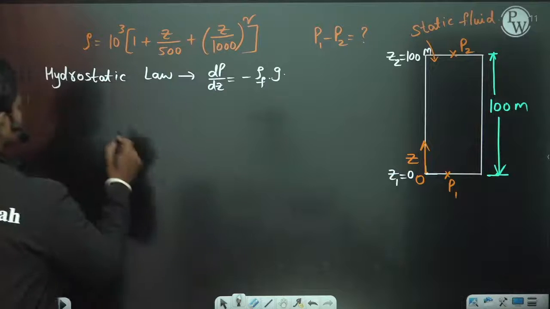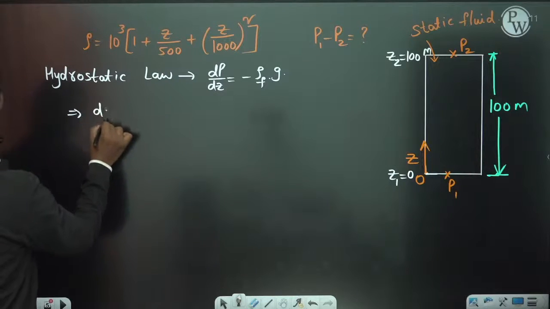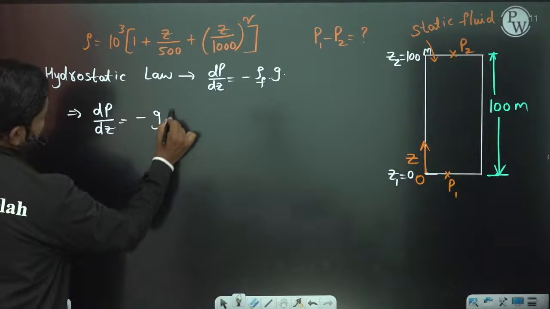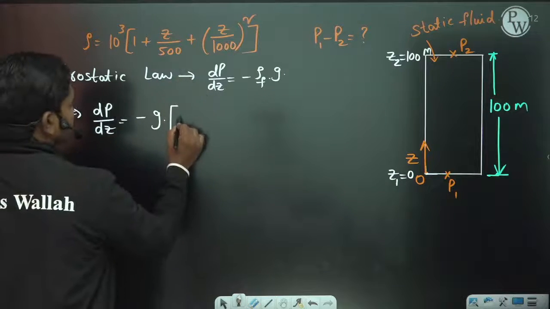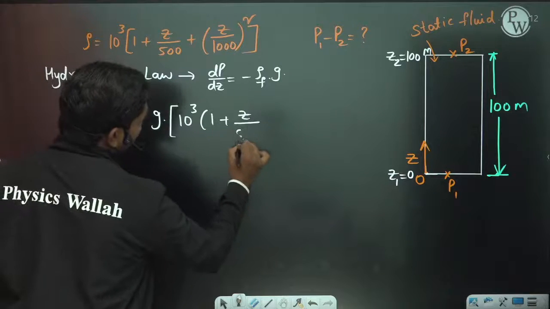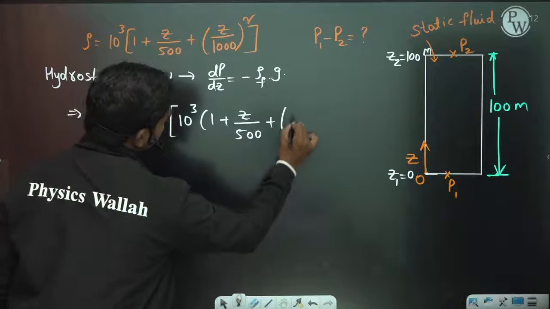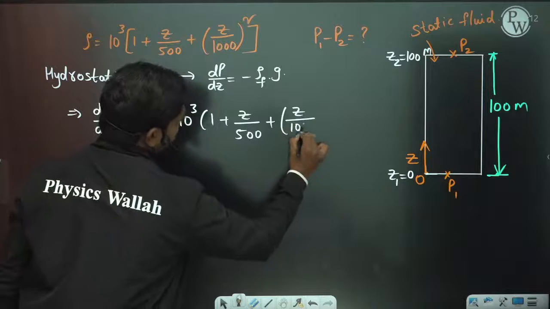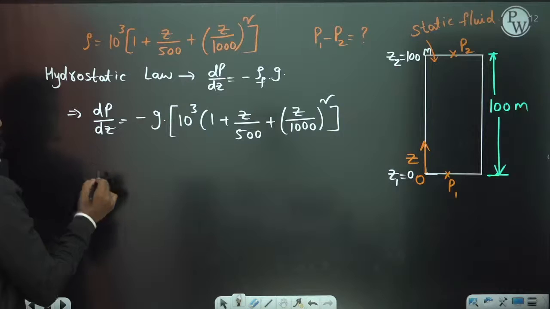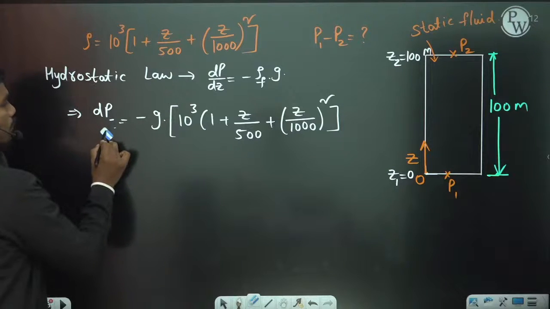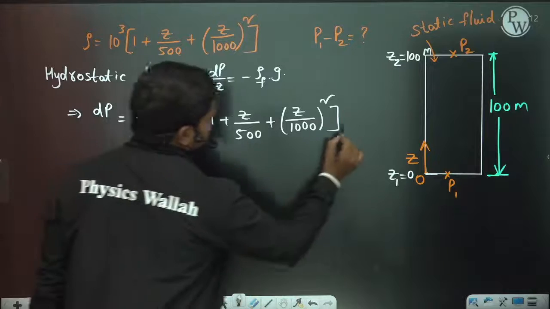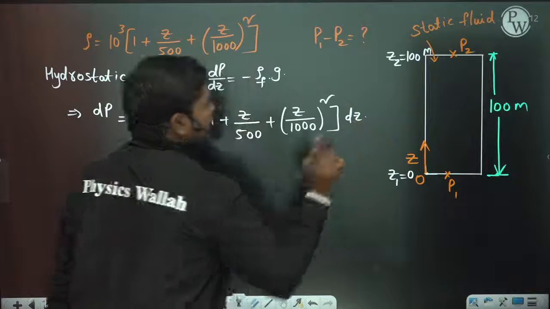Now let us do the integration. This implies dP by dz is equal to minus g times the density of the fluid, which is 10 cube times 1 plus z by 500 plus z by 1000 whole square. So this is the case. If you want to shift this dz, it can be written on the other side of the equation. This is dz.